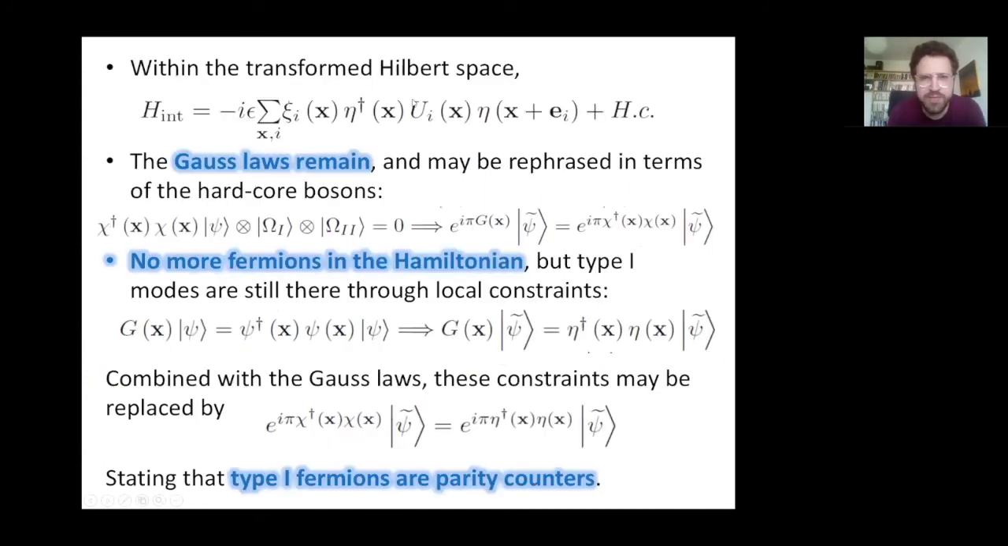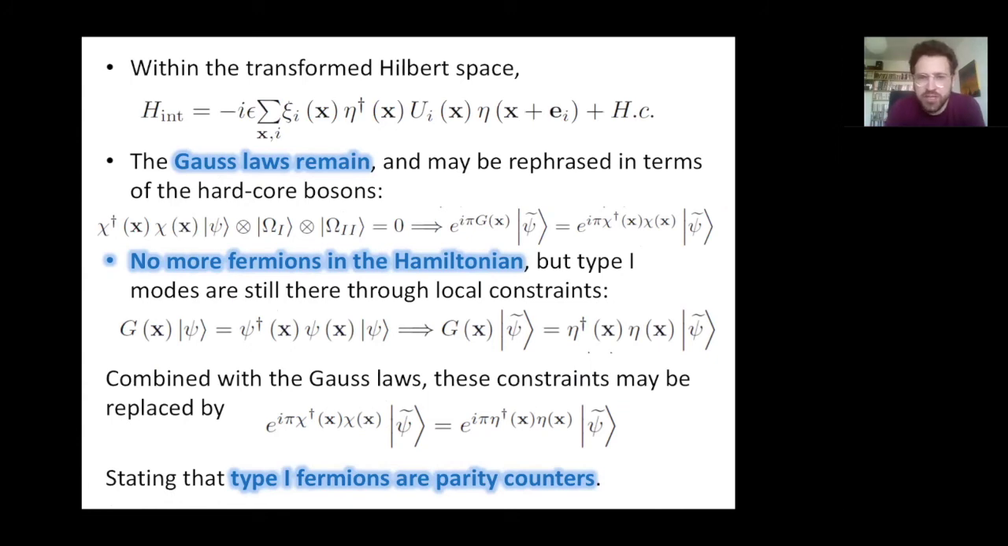Now our Hamiltonian looks like that. And what happens with the first type of auxiliary fermions? Naively, we can say, why should we care? They don't appear in the Hamiltonian. But we also have some set of constraints. The original Gauss laws remain.